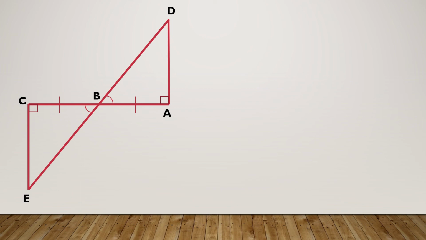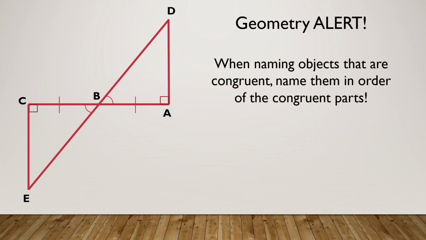But I actually want to shift our focus to an important geometry alert. And that alert is that when we're naming objects that are congruent and we're really focusing on this idea of congruency, then we need to name them in a certain order that shows the congruent parts. So here's an example of a correct way to talk about how these two triangles are congruent. It's correct to say that triangle CBE is congruent to triangle ABD because we put all of those angles in the correct order of how they correspond in the figure.